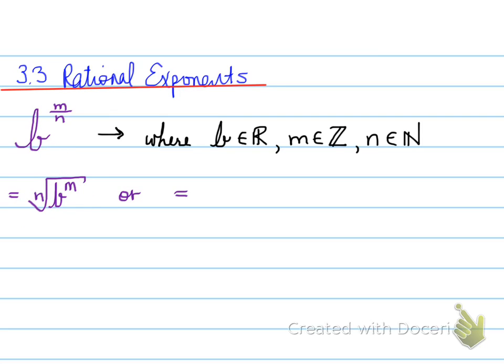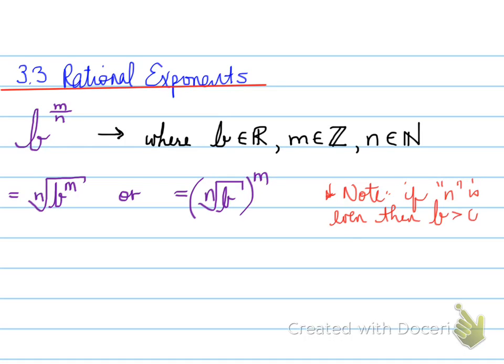All right, and here it is. Another way to write this is by writing it as the nth root of b first, and then you take that and raise it to the power of m. Whether you do it this way or this way, you will have the same answer.